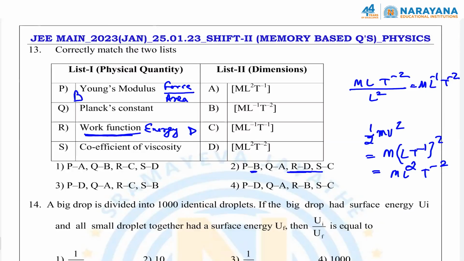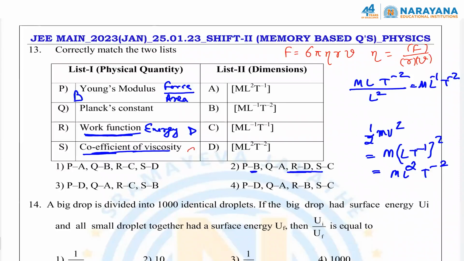Then let's talk about coefficient of viscosity. If you don't remember the formula for coefficient of viscosity, then let's think of some formula. I know Stokes law, F is equal to 6 pi eta R V. From here I can find the dimensional formula for viscosity. F over 6 pi is dimensionless, R into V. So the dimension of force divided by dimension of length and dimension of velocity. I would recommend you solve it.